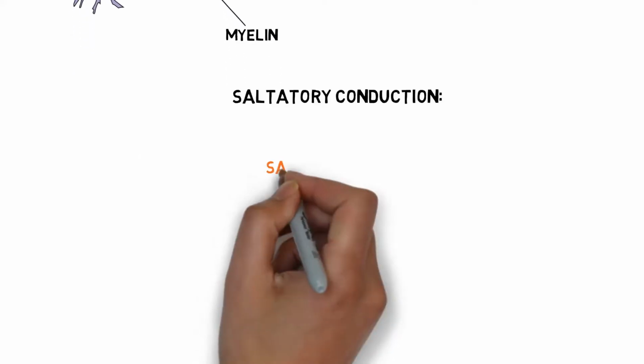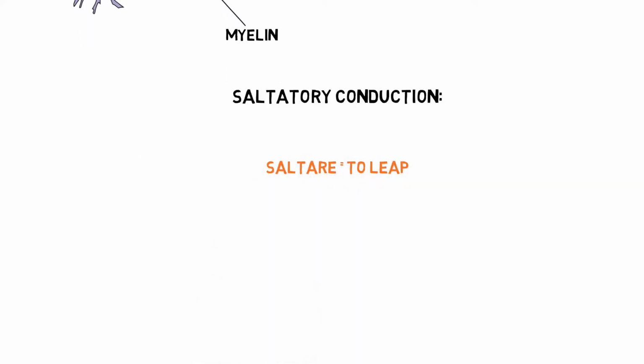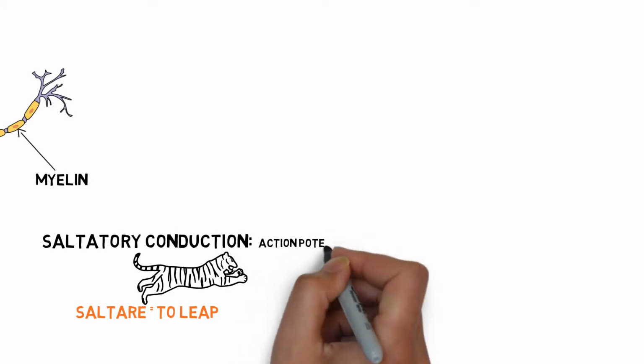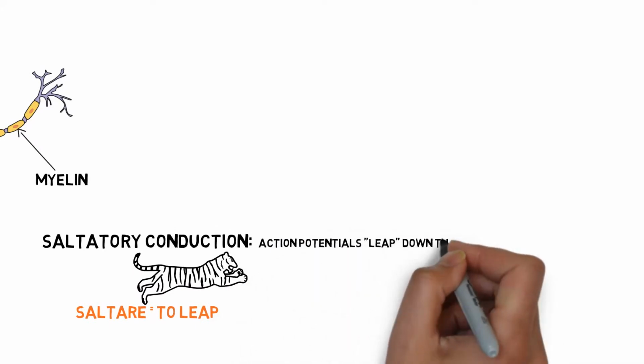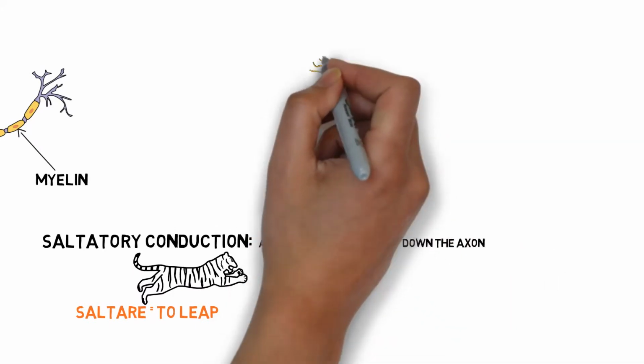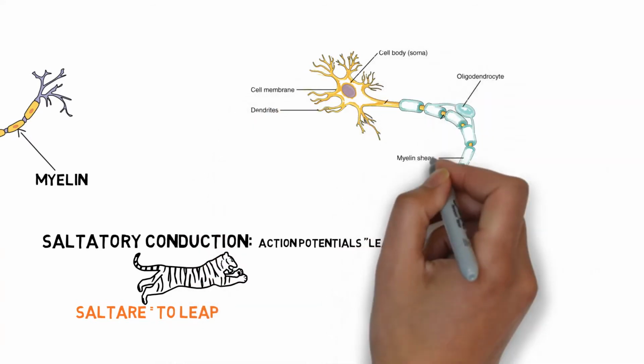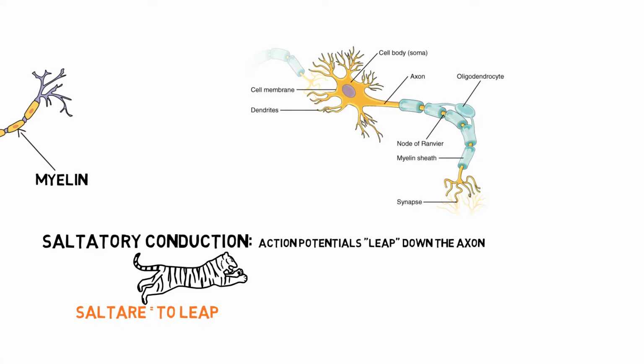Saltatory conduction comes from the Latin word saltare, meaning to leap. It is used to describe how the action potential leaps down myelin-coated axons. The myelin sheath, made up of oligodendrocytes in the central nervous system and Schwann cells in the peripheral nervous system, insulates the axon with its layers of glial membranes.